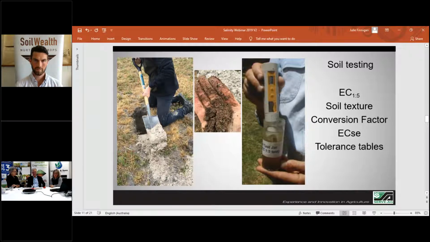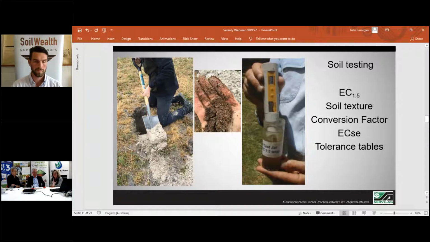Absolutely, it's really, really important. In terms of the tolerance table, there is quite a lot of information on the tolerance tables to help us out. So understanding, digging holes, getting out there and really having a look about is highly important.